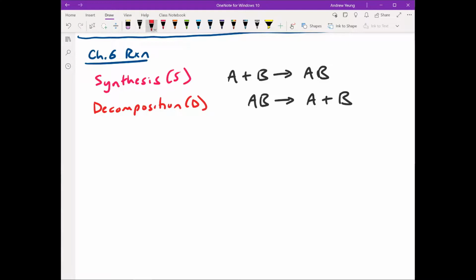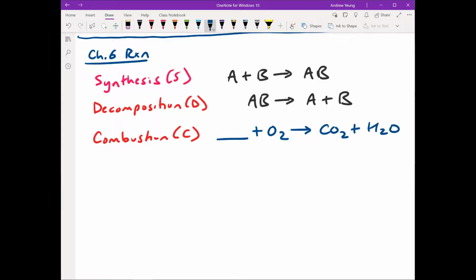Third one here we're going to do is combustion. Combustion is a fancy word for burning. And the nice thing about a combustion is we can actually predict 3 out of the 4 chemicals. So we have whatever the chemical we're looking at. We have to have oxygen when we're burning something. Whenever oxygen is by itself, it has to be an O2. And then after the burning reaction, assuming that it's complete combustion, we're going to end up with CO2 and we're going to end up with water.